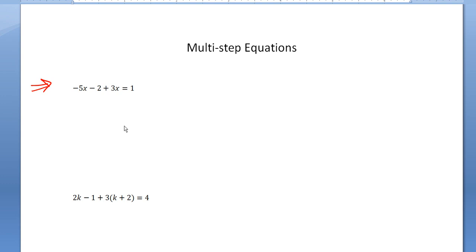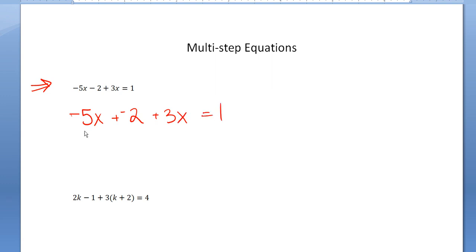Let's see. What's keeping x from being by itself? Well, one problem I have is that I have x in a couple different spots. I also have this subtract 2 that's keeping x from being by itself. So let's rewrite any subtraction in this problem as addition, because I told you how much I think that's important. So let's rewrite this problem as negative 5x, subtract 2 becomes an add negative 2. I have an add 3x equals 1.